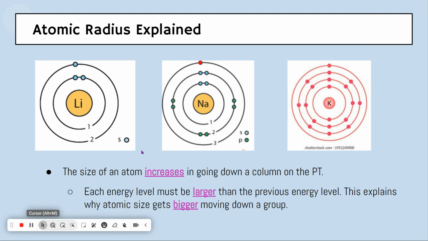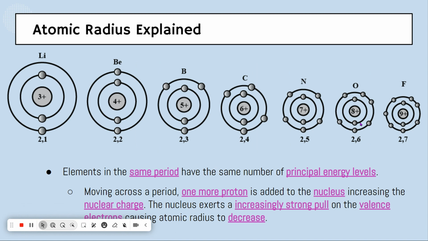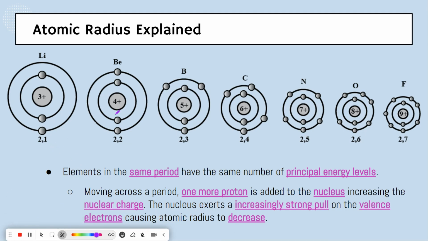But we also need to talk about what happens as we go from left to right across a period. This trend isn't necessarily obvious. It's a little bit harder to explain because what happens is as you move across a period, the atoms get smaller. So why is that true?